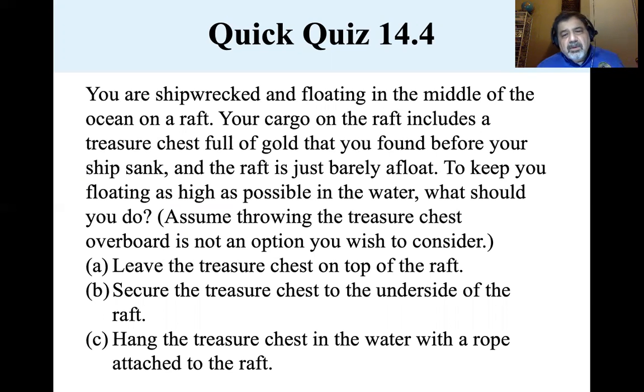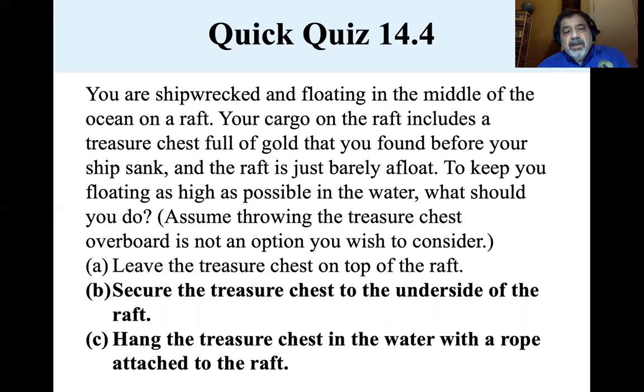Secure the treasure chest to the underside of the raft. Hang the treasure chest in the water with a rope attached to the raft. Well, either of these last two will do it.